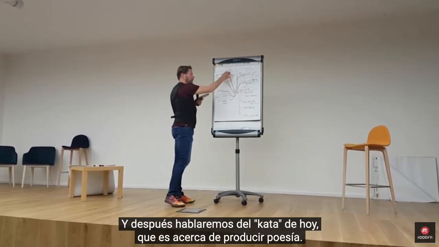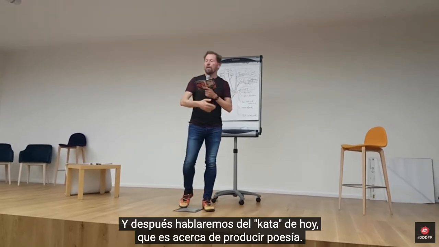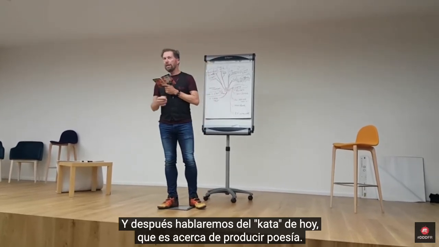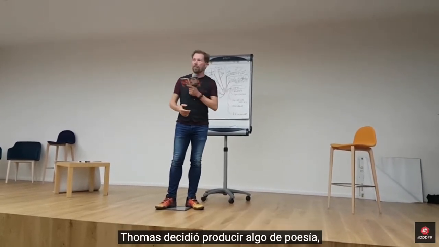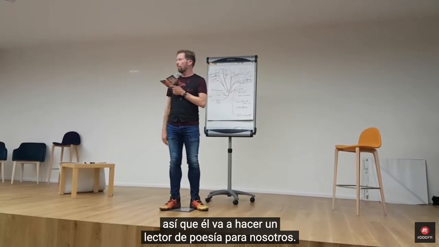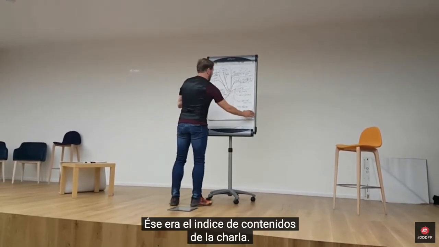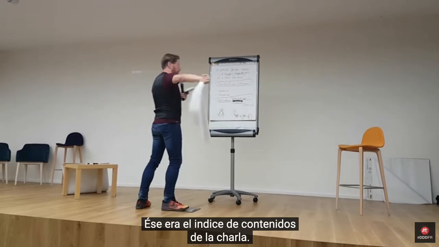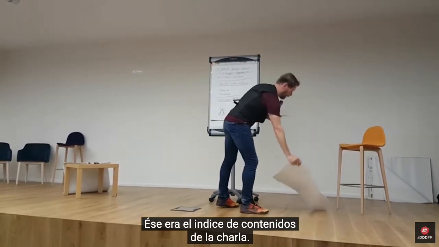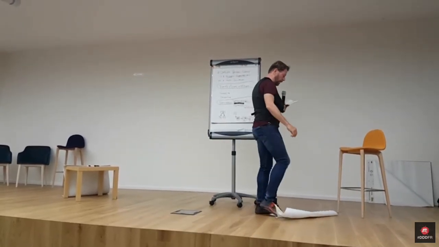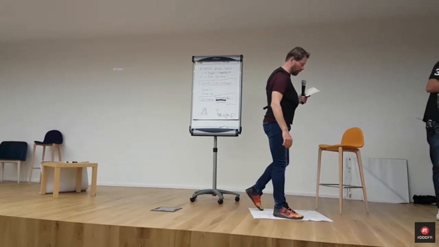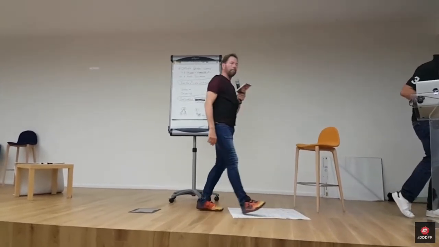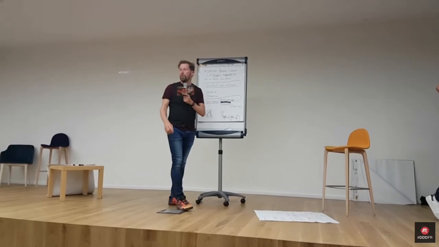And then we'll talk about today's kata, which is about producing poetry. So at least better than numbers, Thomas decided to produce some poetry, so he's going to make a poetry reader for us. So that's the table of contents for the talk. And some of this I'll draw live, but this one was kind of just wordy, so I just wrote it up there.